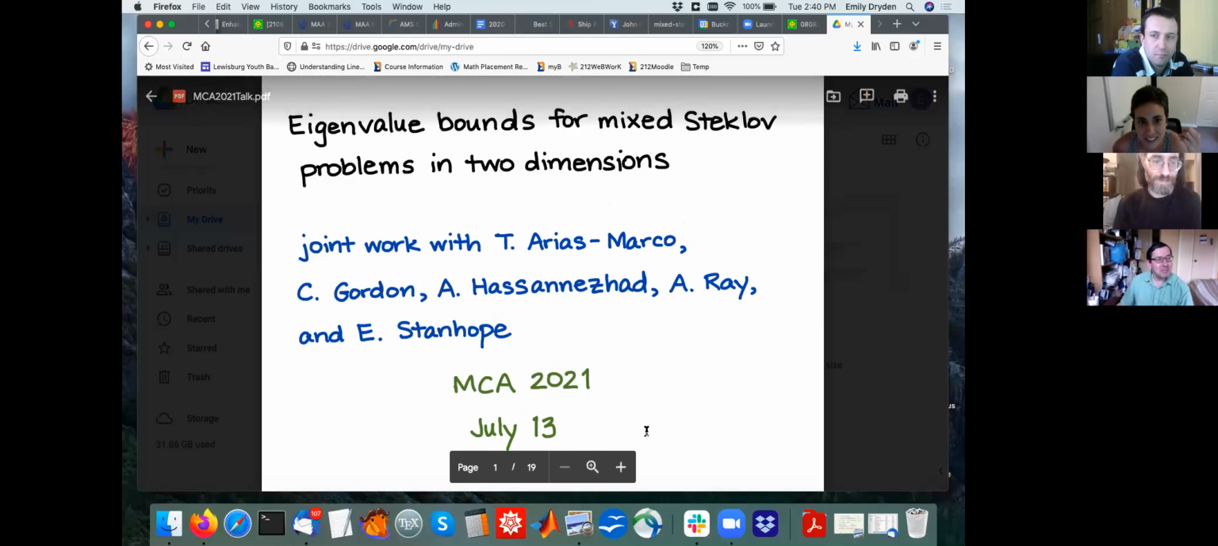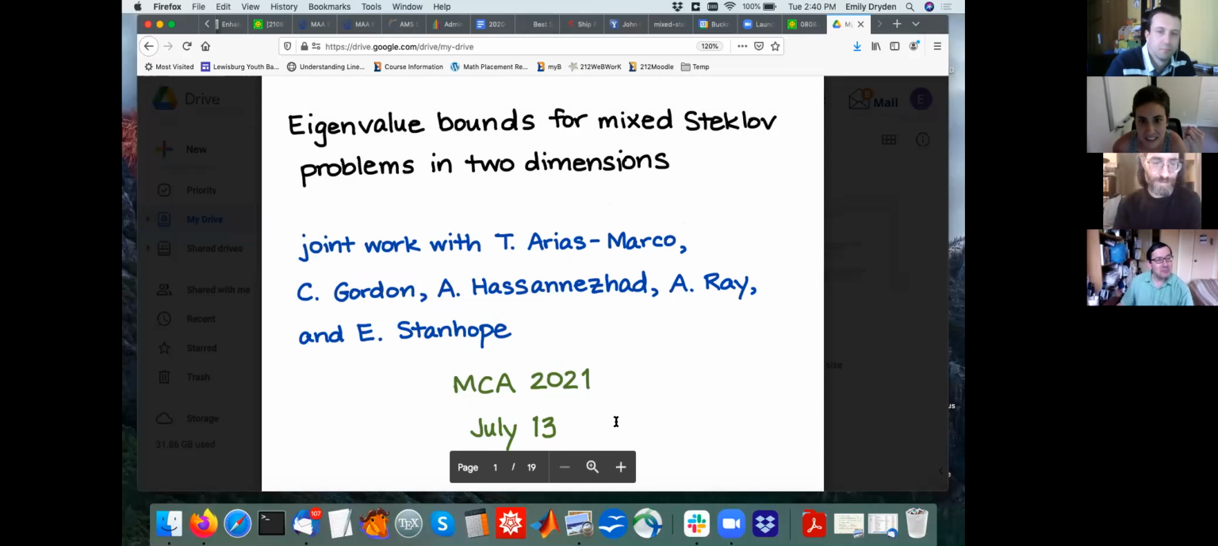Emily Dryden is the last speaker today. She'll talk about eigenvalue bounds for mixed Steklov problems in 2 dimensions.